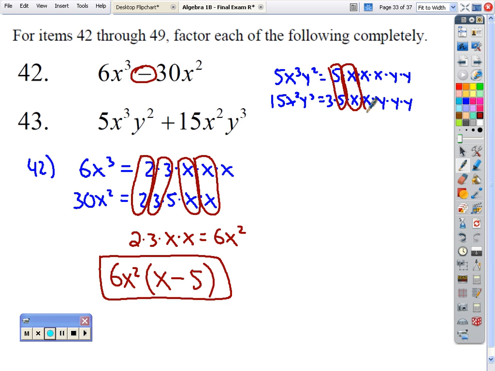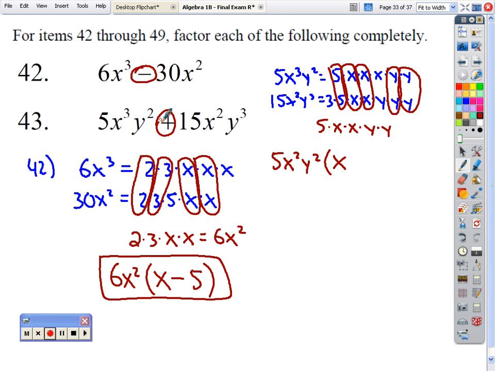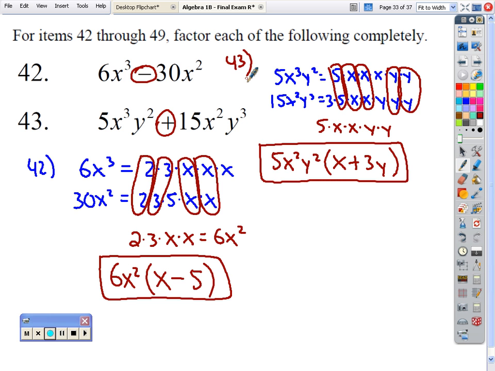And they have 2 x's in common and 2 y's in common. So I circled a 5, an x, a y, and a y. So that's going to be 5 x squared y squared outside. What's left over is an x on the top and on the bottom, and it's separated by a plus. So I'm going to put a plus here. It's 3y. That is the correct answer for number 43. Okay?